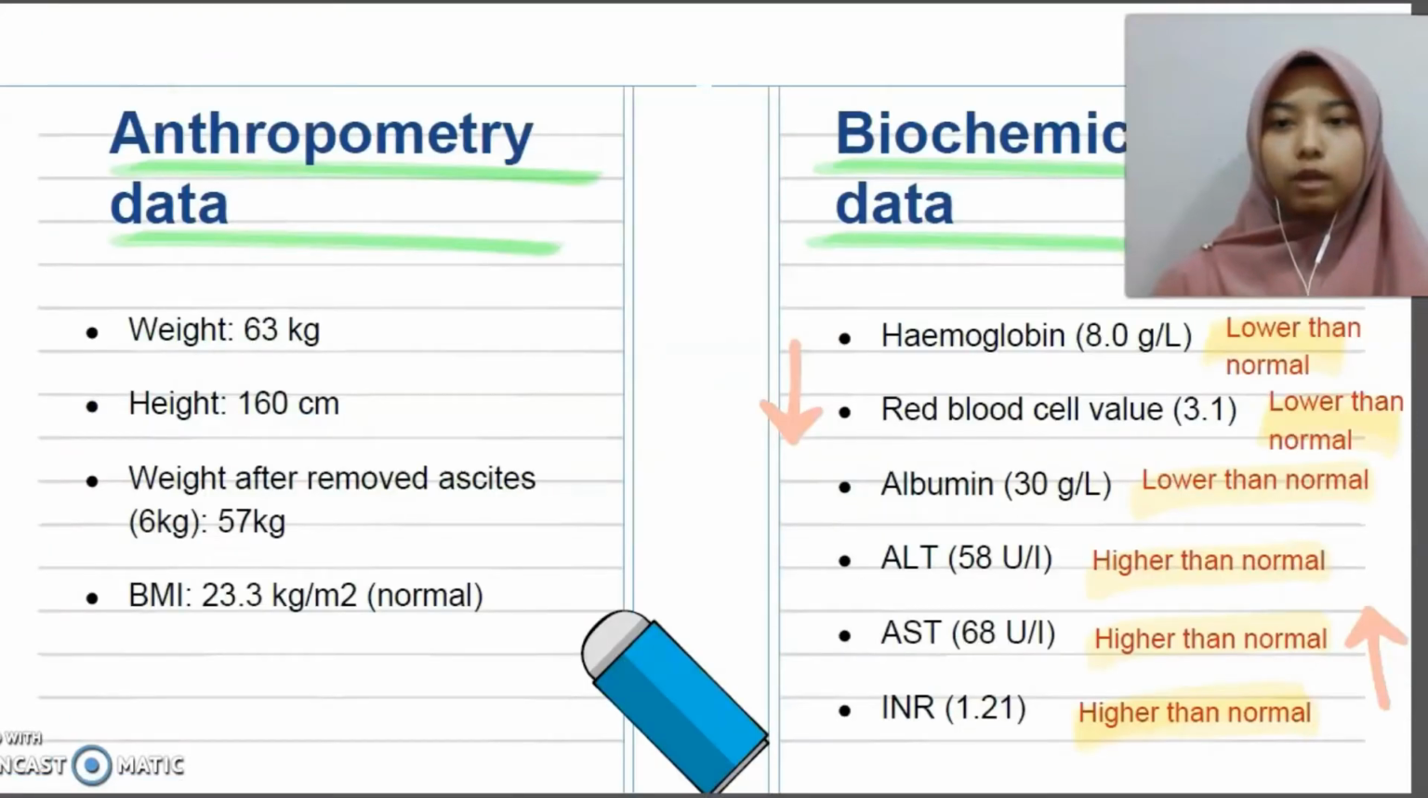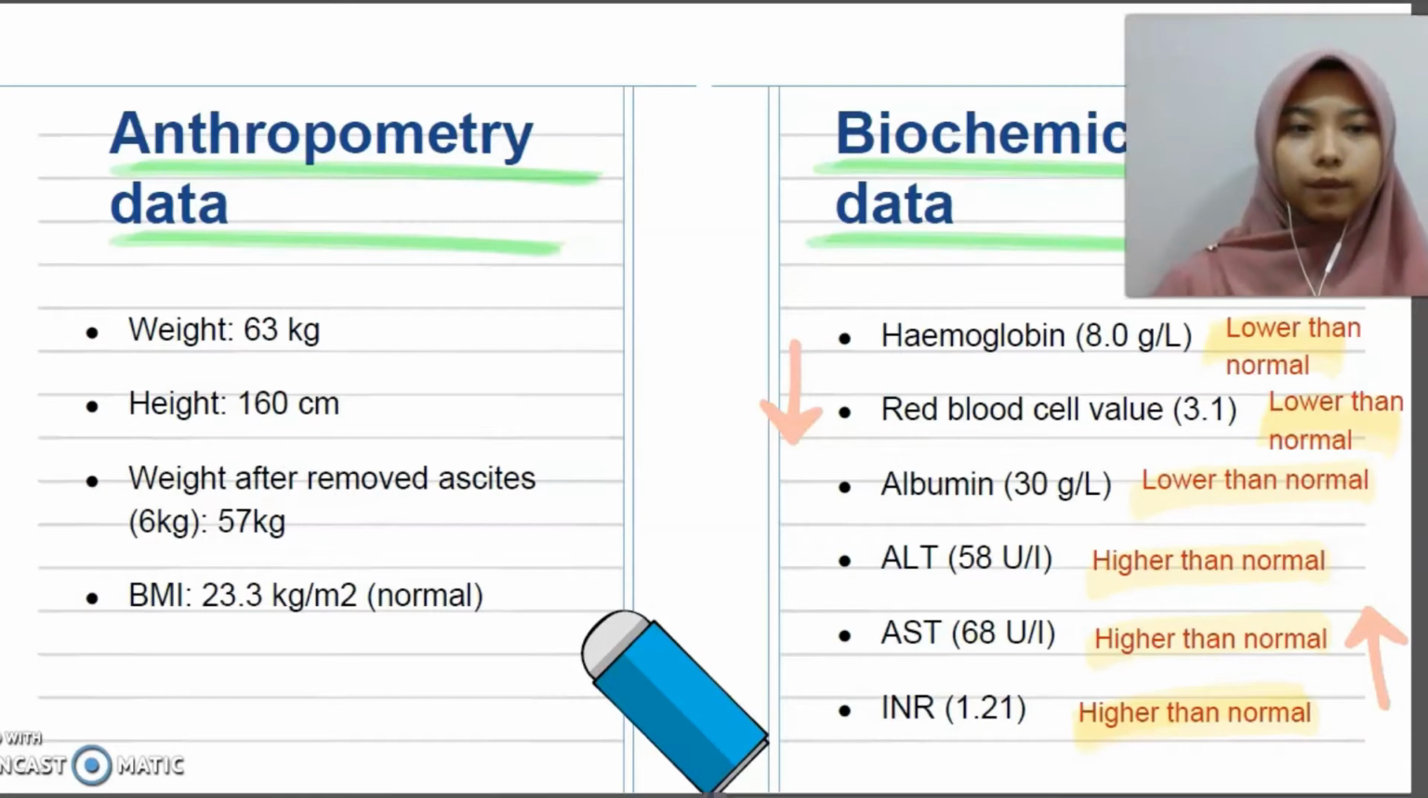For the anthropometric data, the weight is 63 kg. The height is 160 cm. The weight after ascites removal is 57 kg. The BMI is 23.3, which is considered normal. For the biochemical data, the hemoglobin value is 8.0 gram per liter, which is lower than normal. The red blood cell value is 3.1, which is lower than normal.